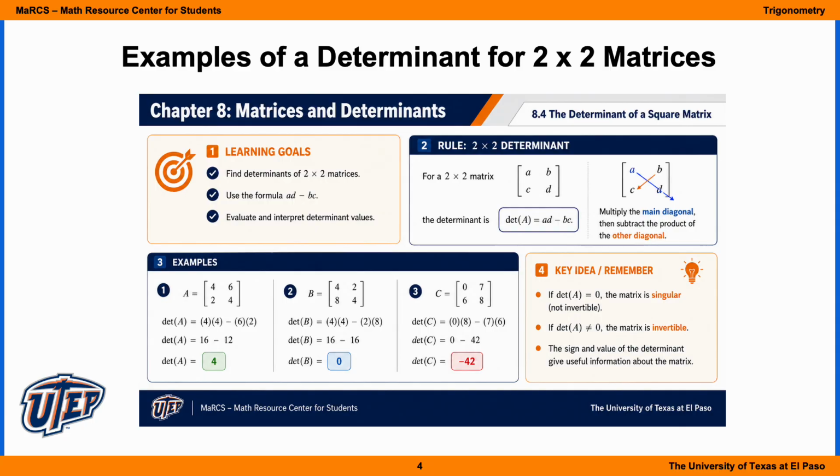Now for example 2, we're given the matrix B is equal to the 2x2 matrix with entries 4, 2, 8, and 4. So the determinant of B is equal to 4 times 4 minus 2 times 8. So 16 minus 16, and that is equal to 0. So there is no inverse for B. So B is singular.